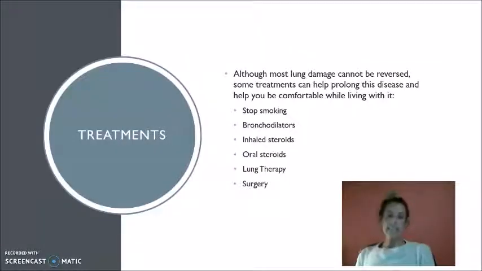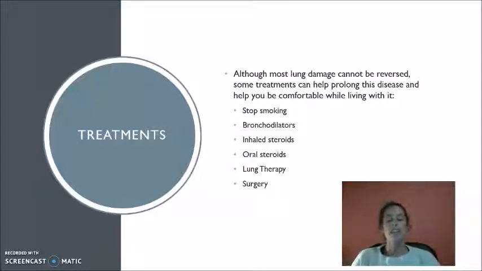Treatments for this disease: like I said, any lung damage done by COPD tends to not be fixable. But there are things you can do to help prolong and slow down the progression of COPD. One is to stop smoking right away, because that only irritates your lungs more and causes even more severe problems. Your lungs will be affected greatly if you continue to do what's damaging them in the first place.